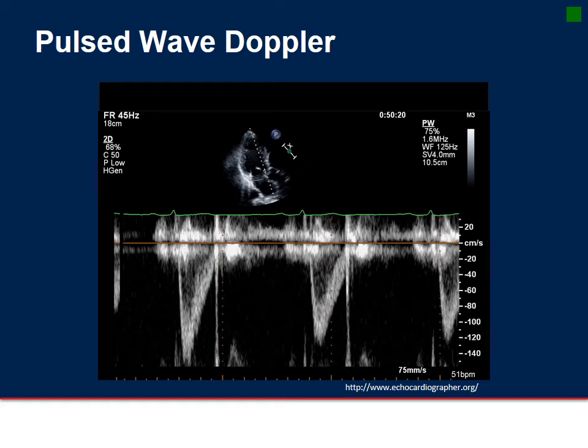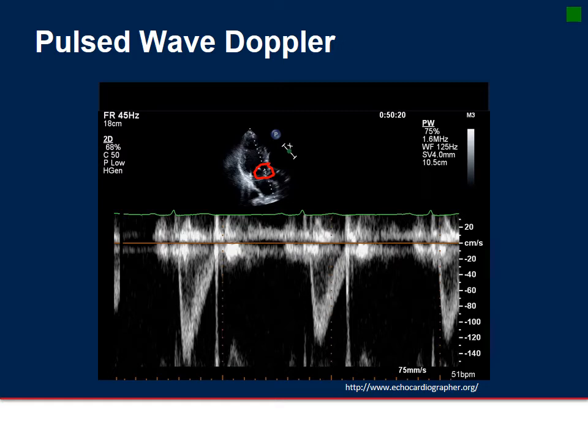So pulsed wave Doppler is similar, except that we're able to look at a specific point in our image. You can see there's a marker right here, because we only want to look at this point in the image. Pulsed wave Doppler is much more accurate and has less interference from other parts of the image. The reason is that it just sends out ultrasound pulses and determines, for each of those pulses, how long it takes to come back to the transducer.